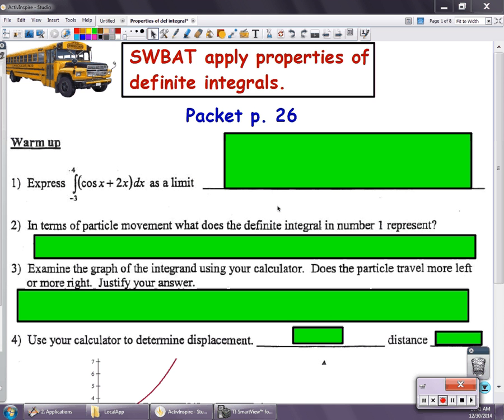In this video, we're going to take a look at the properties of definite integrals. If you are in my class, I'm going to start with the warm-up, and if you're watching this from home, you should stop the video, do the warm-up in your packet, and then resume the video and check it to see how you did. If you're not in my class, you may want to move on to the lesson on the properties of the definite integral.